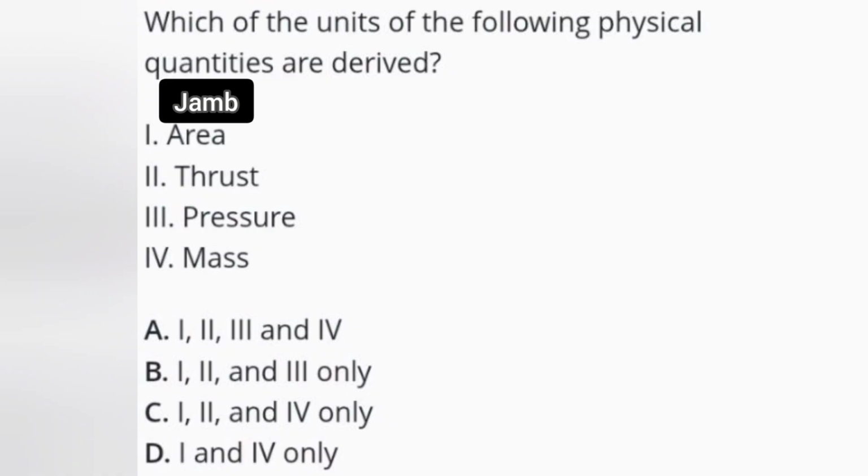Area is gotten by multiplying length and breadth. Thrust is a form of force, which is the mass times acceleration for a body moving upwards. Pressure is the force per unit area, so it requires the combination of force and area. Mass is the quantity of matter present in the body, and it is a fundamental quantity. Hence, B is the correct answer.